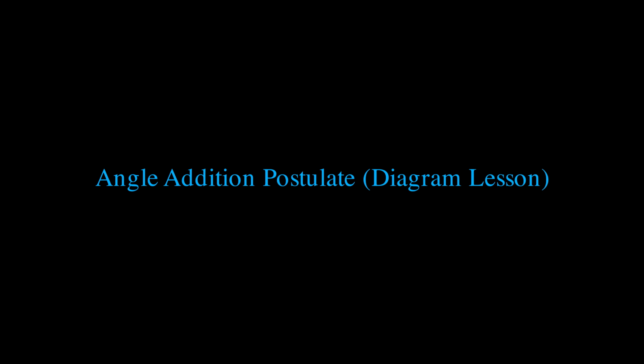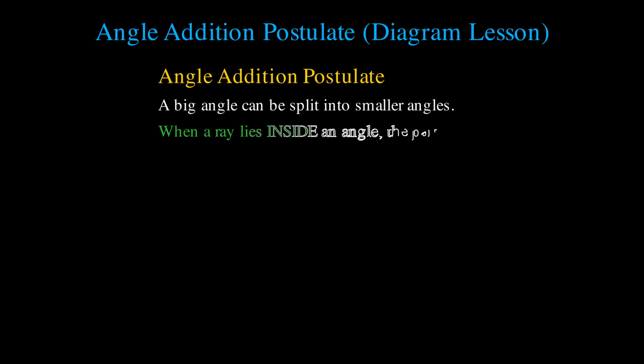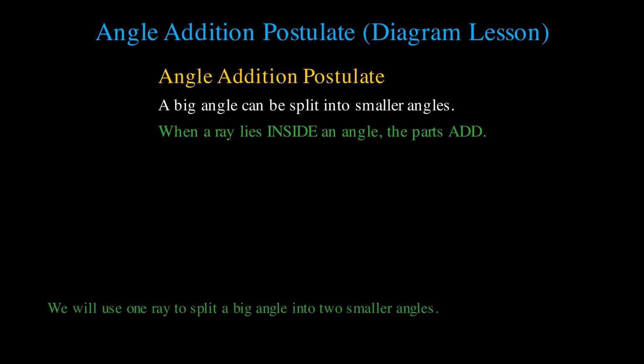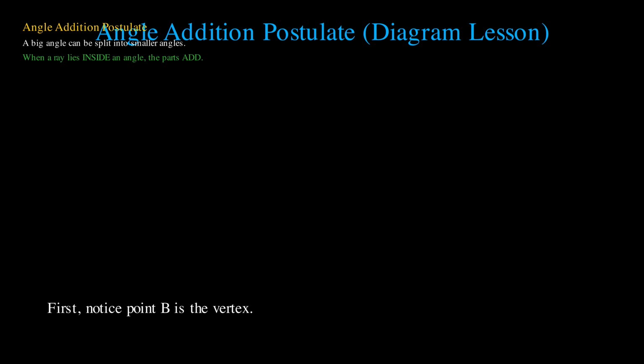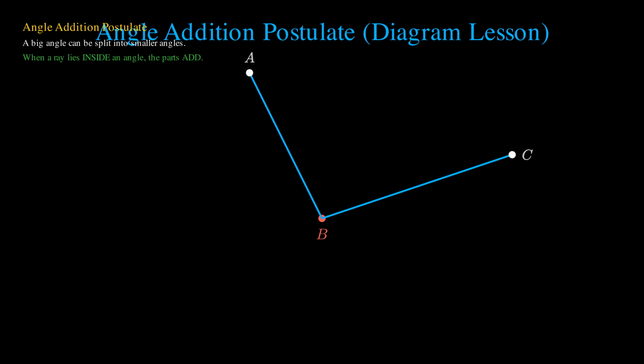We're going to learn an important geometry rule called the Angle Addition Postulate. This rule helps us understand how a large angle can be split into smaller angles, and how those smaller angles combine to form the whole. First, notice point B. This is the vertex, which means it is the common starting point of all the rays. From point B, one ray goes toward point A and another ray goes toward point C. These two rays create a large angle.